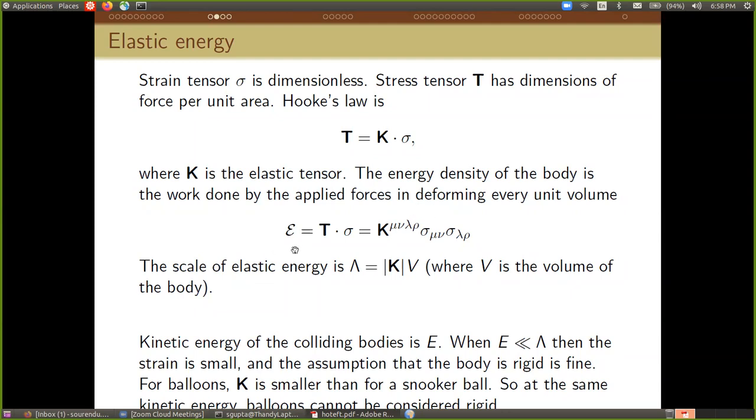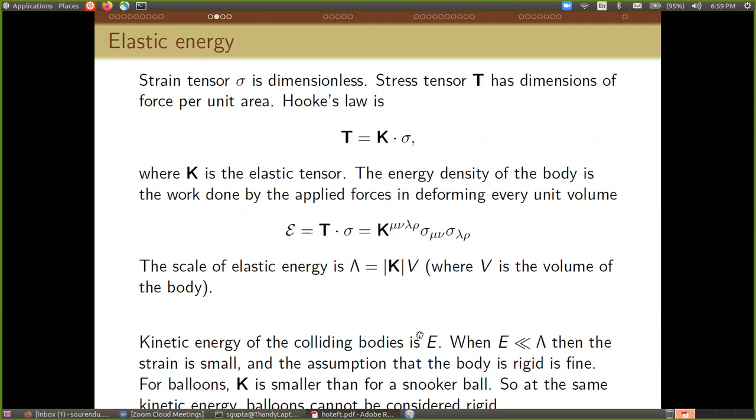The argument that I'm giving is basically a dimensional argument. So now there's a typical scale of the elastic energy which the body contains. And that is something like some magnitude of K times the volume of the body, because the strain is unlikely to be much larger than the original size of the body. So that's a typical scale of the elastic energy. It's some estimate of the magnitude of K, which I've called mod K, times the volume. Let me call this combination lambda.